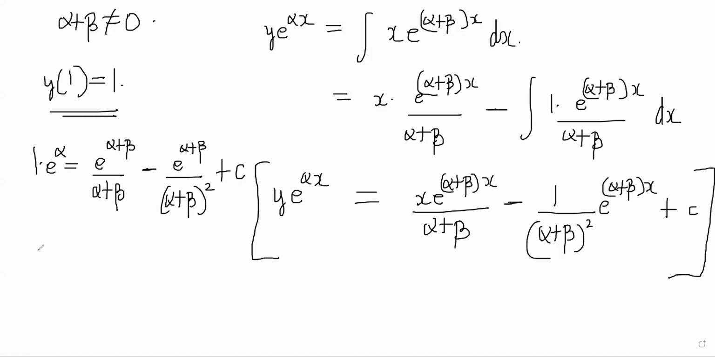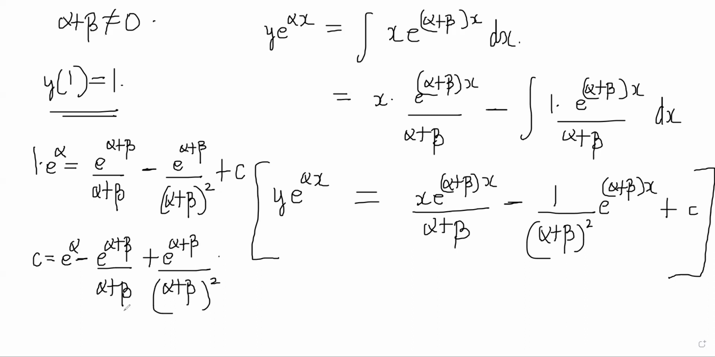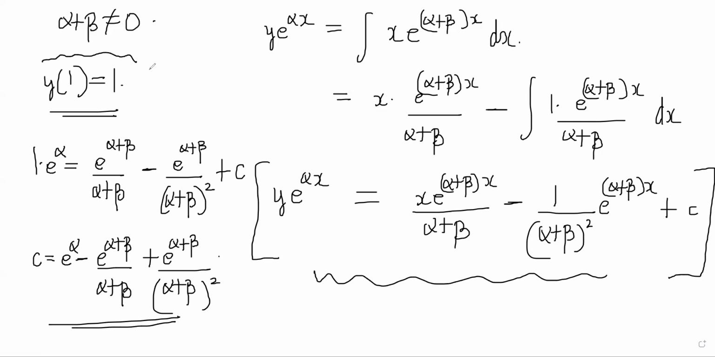So we get the value of c, and c is coming out to be e power alpha minus e power (alpha plus beta) by alpha plus beta plus e power (alpha plus beta) by (alpha plus beta) whole square. That is my constant term in the solution of this differential equation. This came from the initial conditions that were given to us in the problem, right?